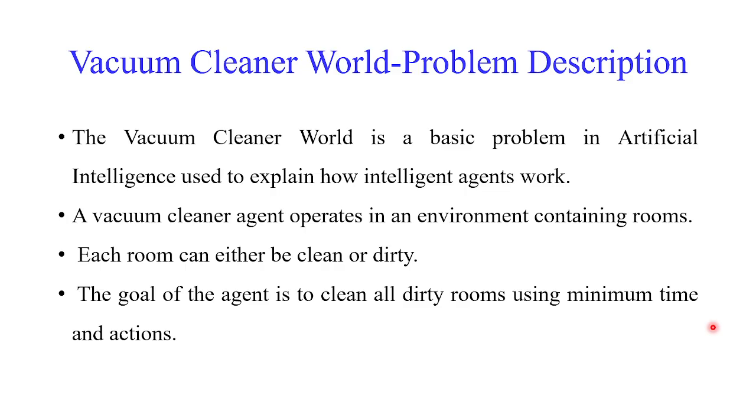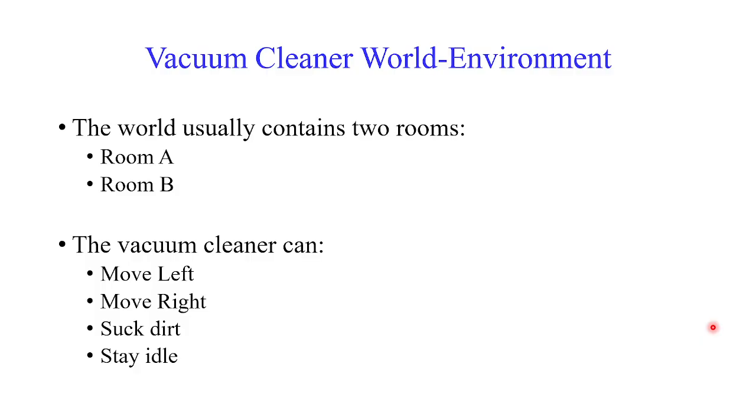Okay. Now, what will the environment really have? The environment usually contains two rooms, A and B, A on the left and B on the right. This is minimal, small but interesting. The vacuum cleaner agent has four possible actions. So these are the actions.